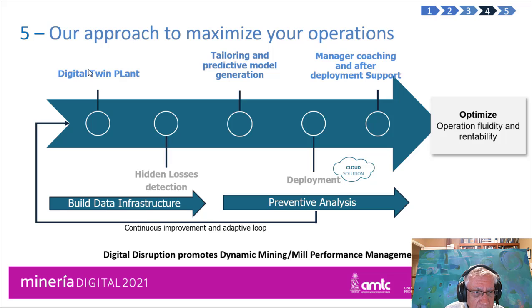So the key thing is to develop this digital twin plan to be able to hand that to the people to identify the losses. Once the losses are discovered, we tailor the model, we do the predictive model generation, we deploy that in real time, and management and coaching after deployment support is available, and is available through a cloud solution. Because really, this can happen while people are moving around. They might be at the mine, they might be in the capital, they might be where they're living, and so on. So it doesn't matter where you are today, this happens anywhere. And then we optimize the operation fluidity and profitability.